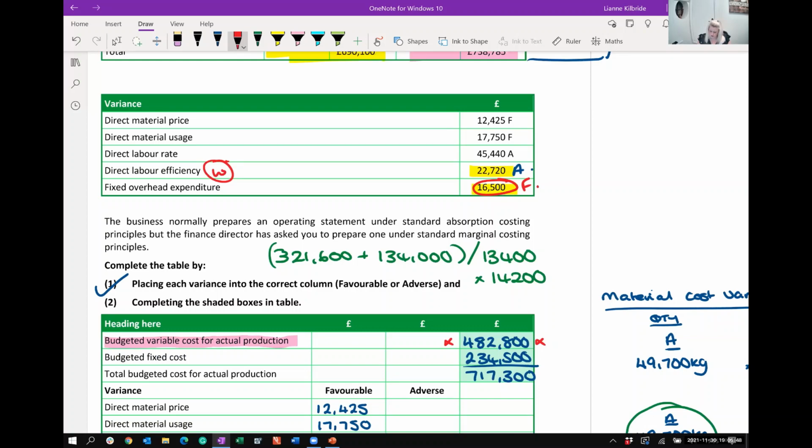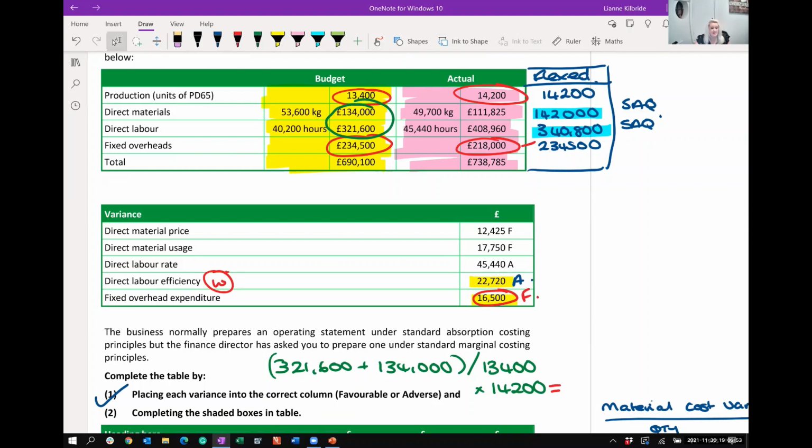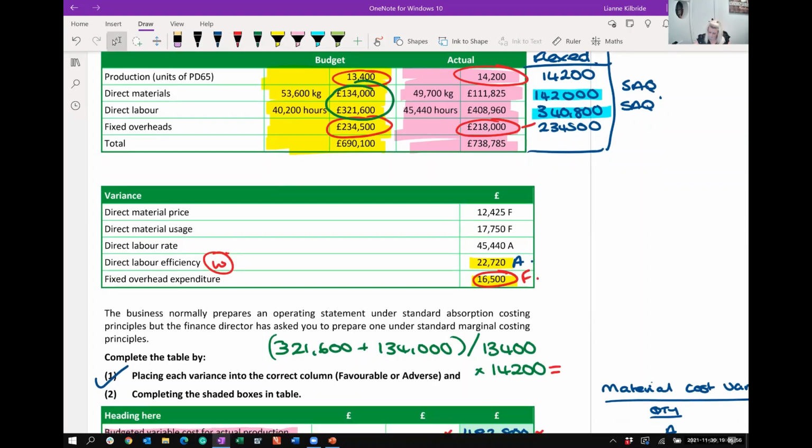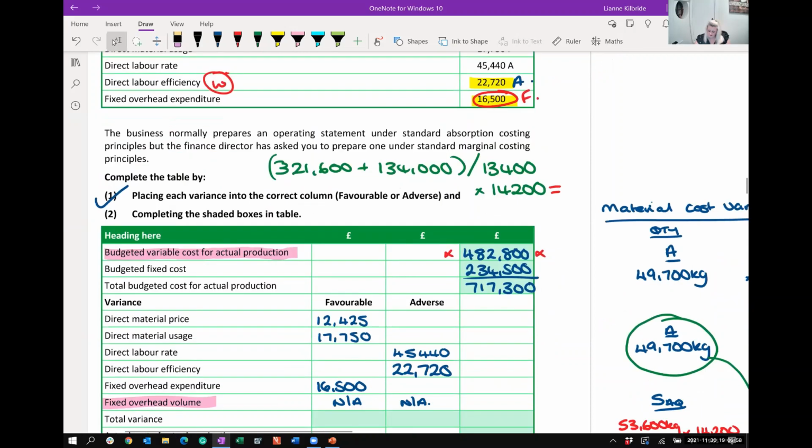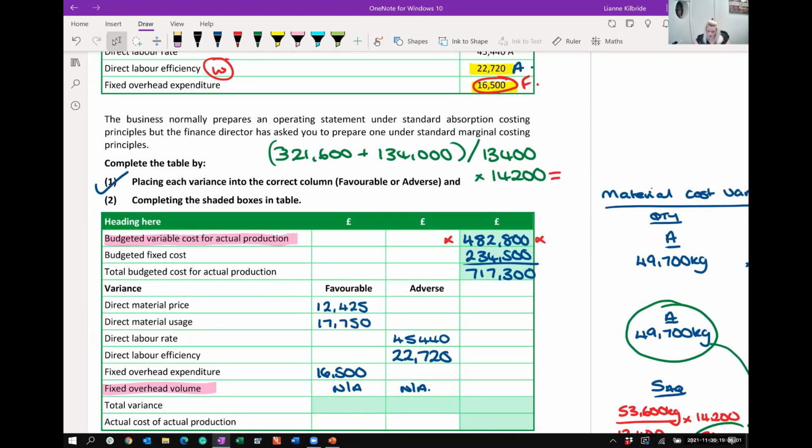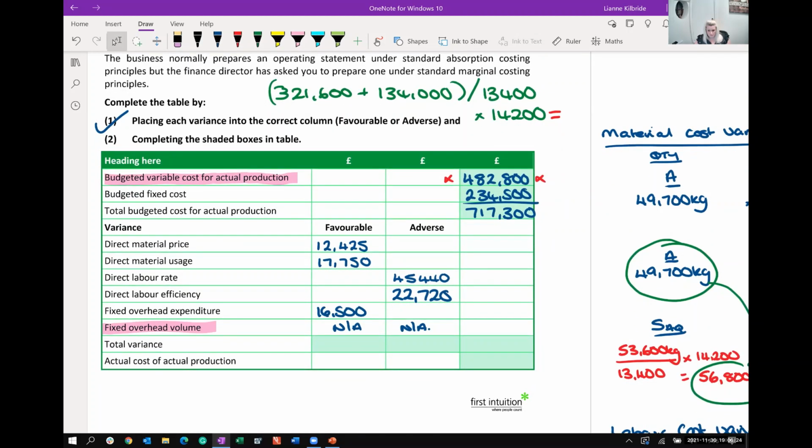But all this sum here does is just state what we've done in this flex column here. Once we have worked out what the variable costs are, because we're dealing with marginal costing, we need to put the whole fixed cost to the operating budget. Okay. So that's why we've put 324,500. So that is what our new total budget for actual production would be. So we then go down and deal with the variances as we've dealt with.